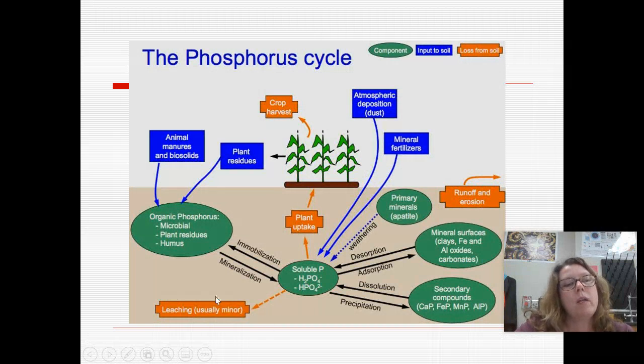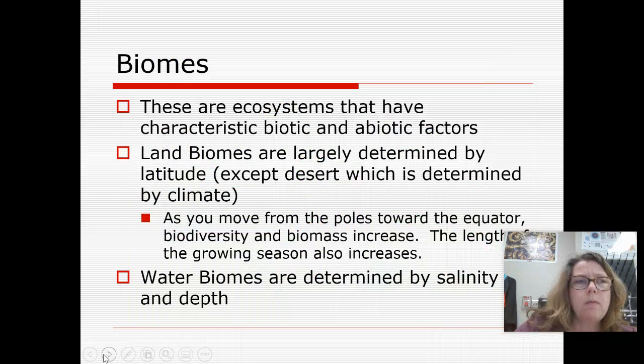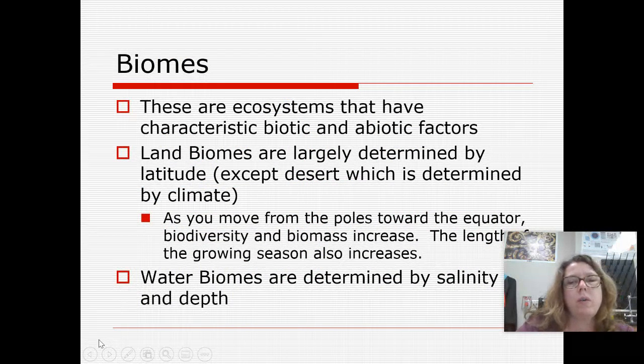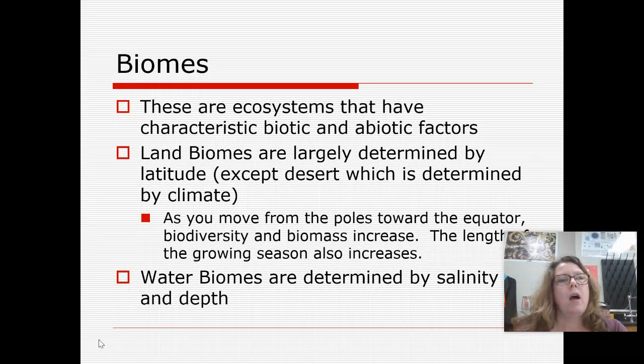And also, one thing that we didn't see in the other cycles is there is such a thing as leaching. As water passes through the soil, sometimes it takes some of these dissolved nutrients with it, and then that ends up in the water table, but it's taken away from the soil. Leaching should ideally be minor. All right, so those are the biogeochemical cycles that College Board says you have to know about.